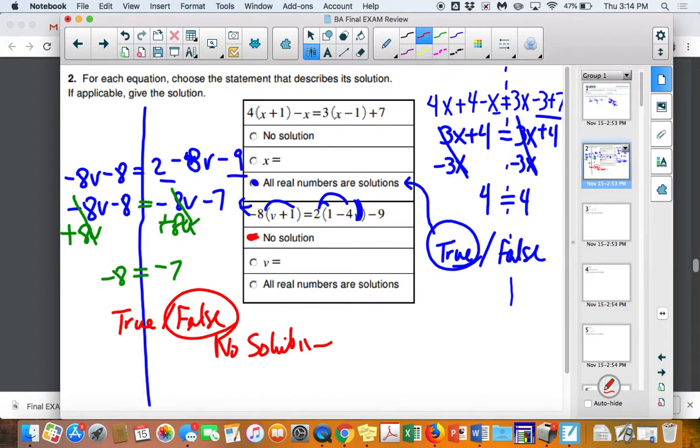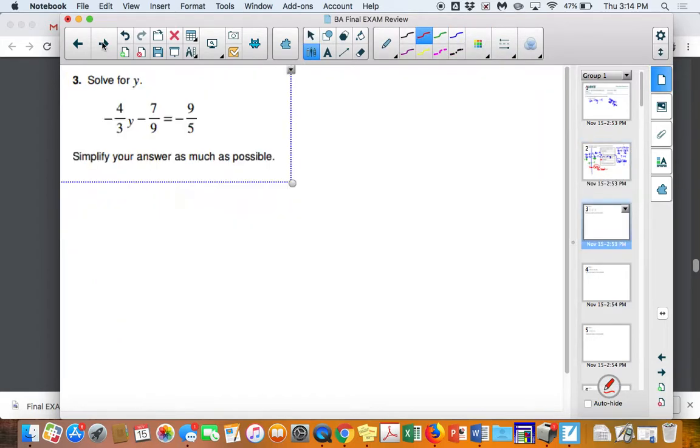So basically, to sum it all up, if your variables cancel out, you just go into a true-false statement. False automatically goes with no solution. True goes with all real numbers. So that should be your approach to those.